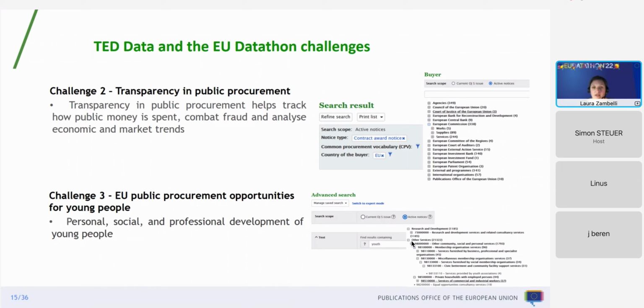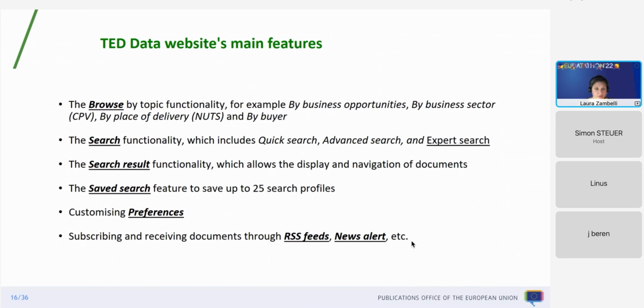Or I highlighted some CPV codes dealing with services provided by youth associations or research and development in general. Let's see together some TED data website's main features. So you have the browse by topic functionality. For example, you can browse by business opportunities, by business sector, by place of delivery, and by buyer.